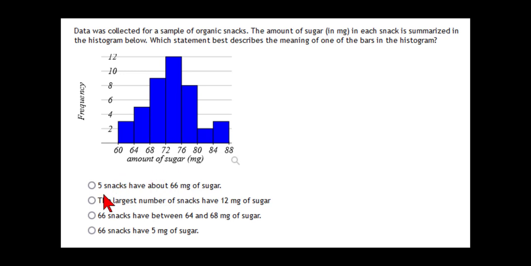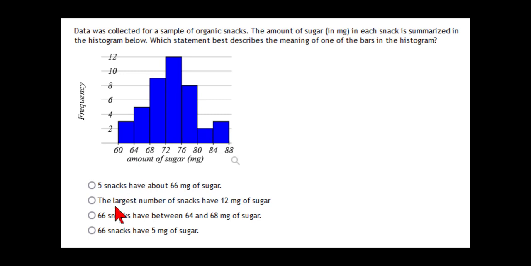And if we look at the first selection, and we're asked which of these statements best describes the meaning of one of the bars, it says that five snacks have about 66 milligrams of sugar. So if we went to where we find the sugar, we would be looking for 66 milligrams and seeing if that is represented on the horizontal axis. And here we have the amount of sugar in milligrams. And 66 would be in this portion of the histogram, between 64 and 68 milligrams. And if we then look at the frequency, in other words, how many snacks had about 66 milligrams, we come up here to the height of the bar and look across to the frequency, and sure enough, it appears that about five snacks have a sugar content of about 66 milligrams.